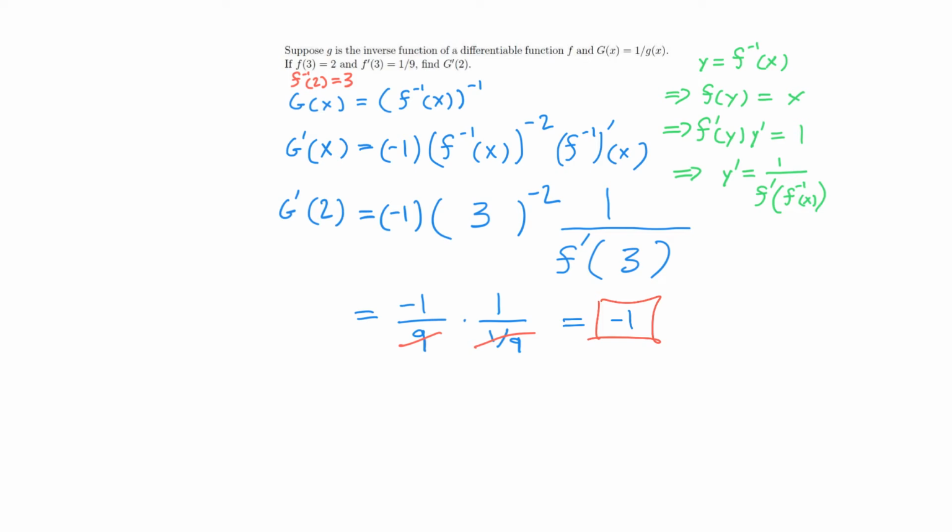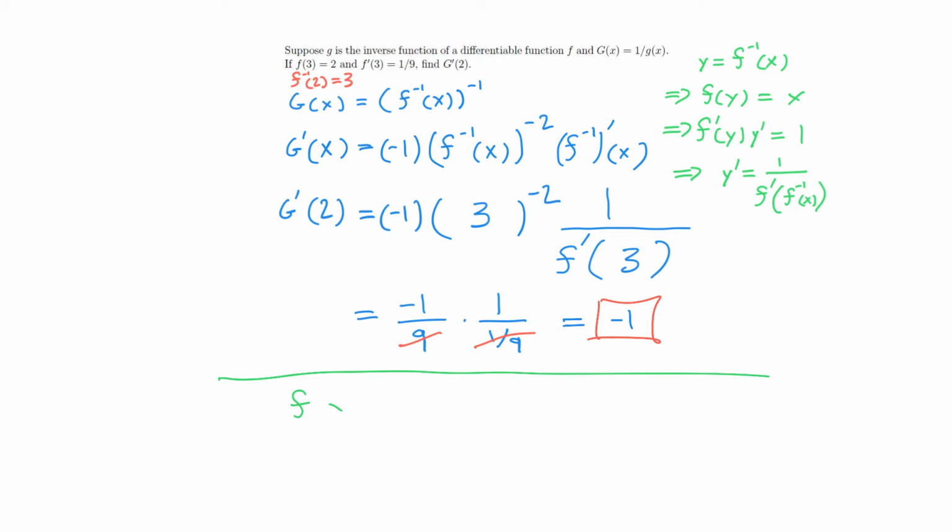I think it might be kind of nice, even though it's not really part of the problem, to try to solidify our understanding by maybe coming up with a function f that has the properties that are given. So if we try to dream up a function that has its derivative when we plug in 3 to be 1/9, let's see if we can do that.